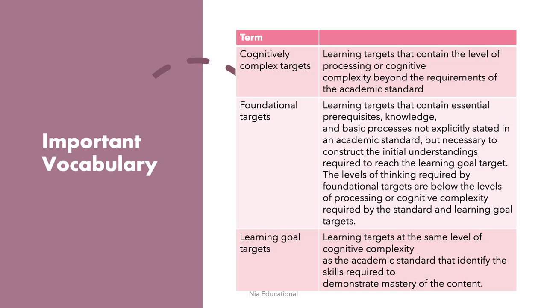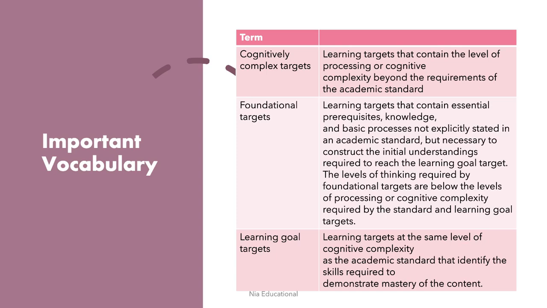Foundational targets, these are learning targets that contain essential prerequisite knowledge and basic processes that are not explicitly stated in an academic standard, but are necessary to construct the initial understanding required to reach the learning goal target. Basically, these are the prerequisite skills that students need to be able to do to reach the skills stated in those learning targets. The level of thinking required by those foundational targets are going to be below the level of processing or cognitive complexity required by the standard and the learning goal targets.